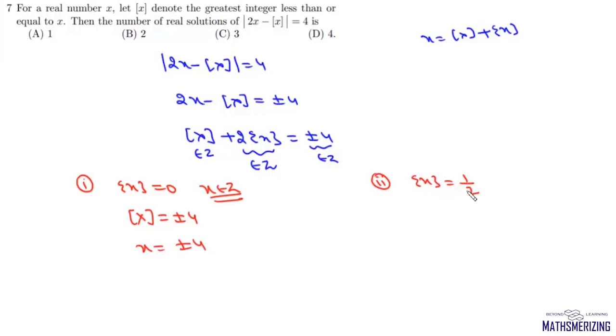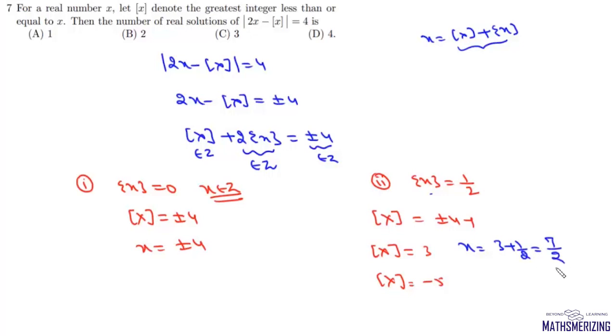Now when the fractional part of x is 1/2, then we can write [x] as plus or minus 4 minus 1. So the value of [x] will be either 3 or minus 5. Now x is [x] plus the fractional part of x. So here we'll get either x as 3 plus 1/2, which is 7/2, or we'll get minus 5 plus 1/2, which is minus 9/2. So the total number of real solutions for this equation will be simply 4, and that's your option D.